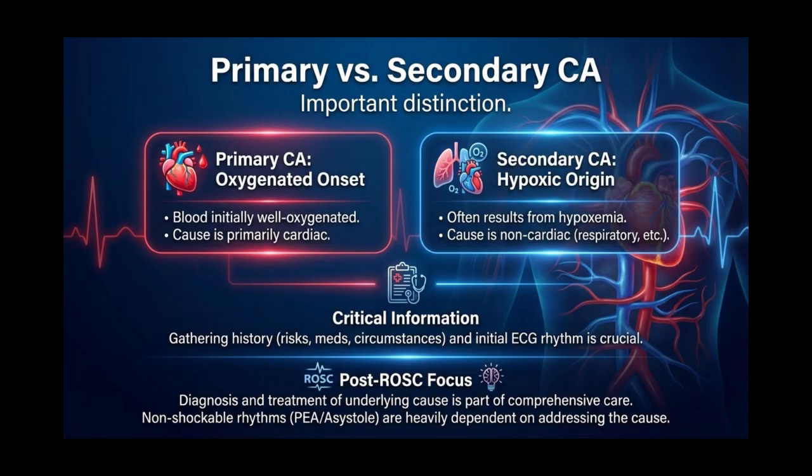However, gathering historical details from family members, bystanders, and emergency medical services personnel regarding the circumstances of the event can be invaluable. Additionally, understanding the patient's underlying health conditions, risk factors such as coronary artery disease and pulmonary embolism, and current medications can significantly narrow the differential diagnosis. Furthermore, the initial electrocardiographic rhythm serves as a critical piece of information in assessing the situation.